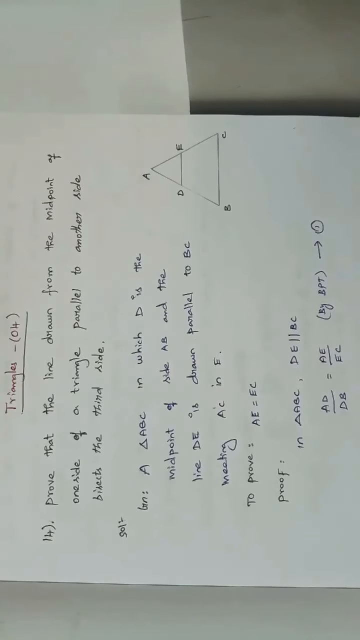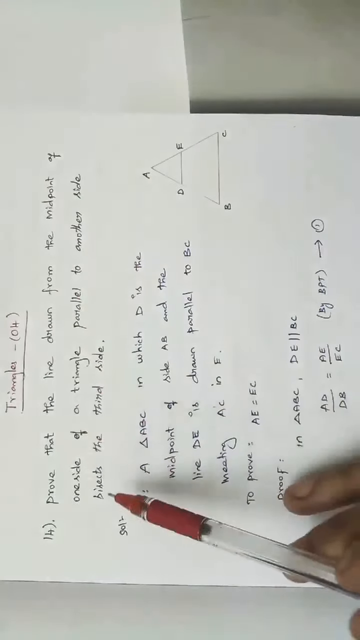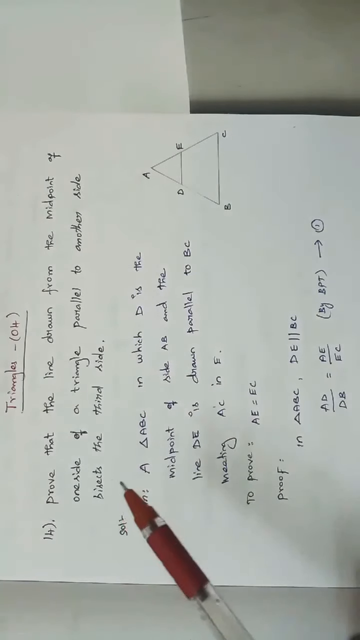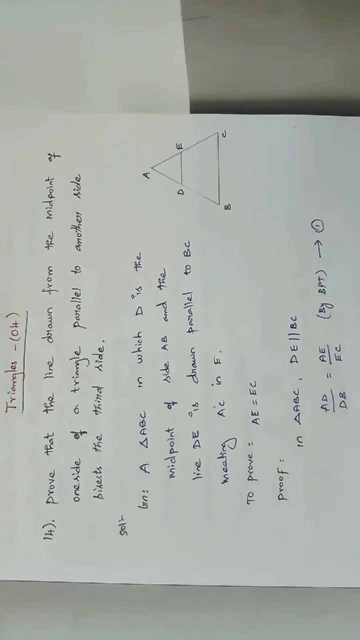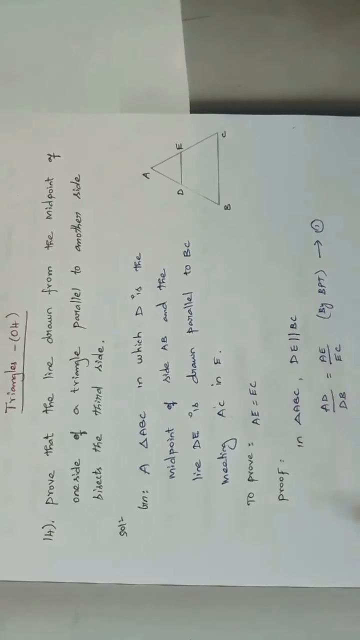Sum number 14: prove that the line drawn from the midpoint of one side of a triangle parallel to another side bisects the third side. This question you have already studied in 9th standard. What is the name of the theorem? The midpoint theorem statement. With the help of some properties, we proved the midpoint theorem. The same theorem we are now going to prove with the help of the BPT statement.